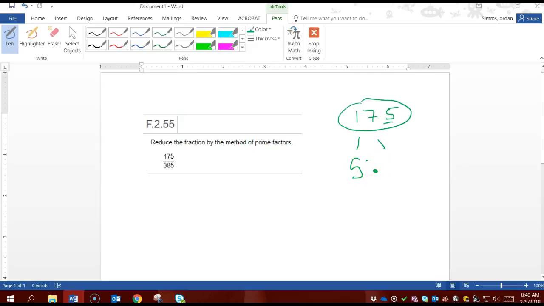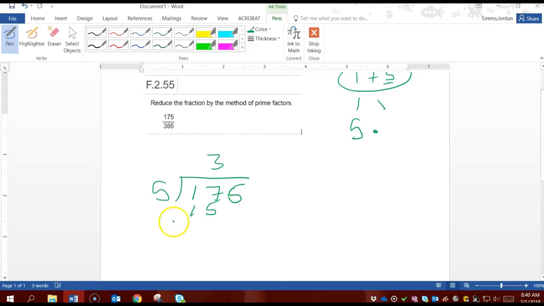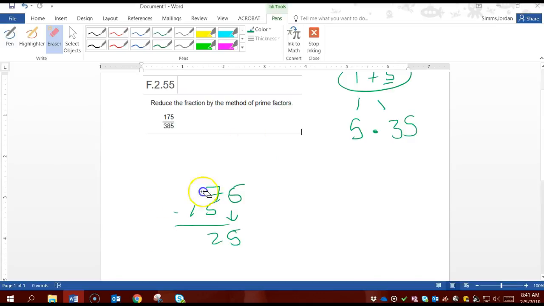So if I get out the old calculator, or not, you can just do it out old school, that's probably even better. 5 into 175, let's divide that through. 5 goes into 17 3 times. I'm going to subtract and get a 2, and I'll drop the next number, 5. 5 goes into 25 5 times. So 5 times 35 equals 175. And we just continue in this manner.